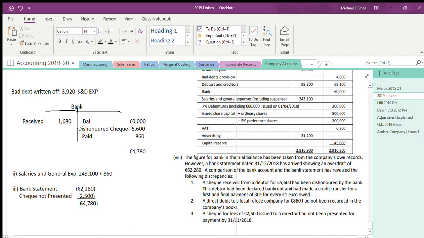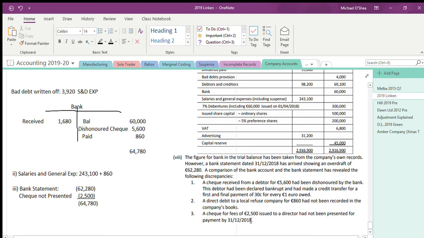So the only thing I do for this note here is I'm going to charge the 860 as an expense. I'll put it into the general expenses account. And obviously I paid a local refuse company 860. So if I pay somebody, it's money out of my bank. That's the last thing I do to my bank account. I'm now going to change my balance in my bank account to 64,780. So on the credit side, it's a liability.